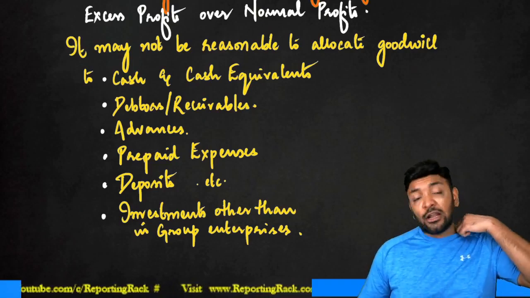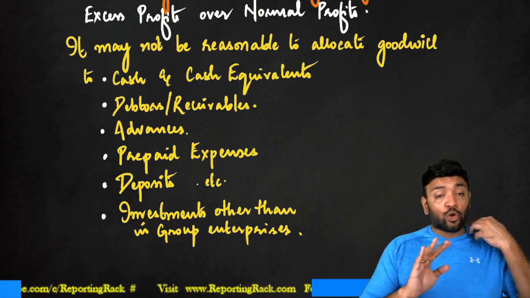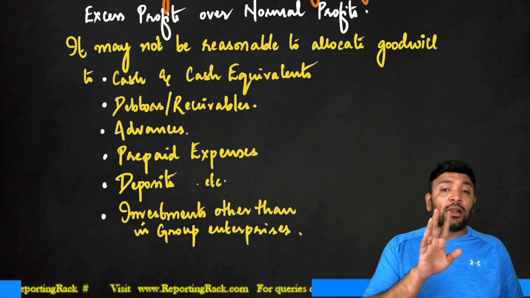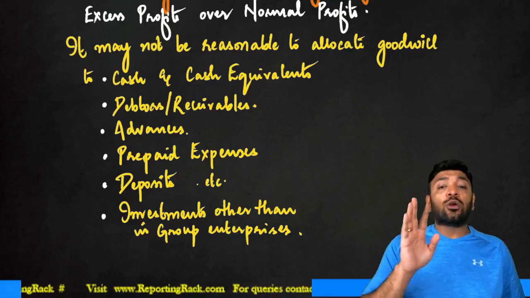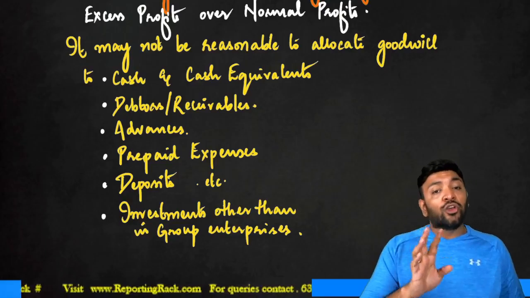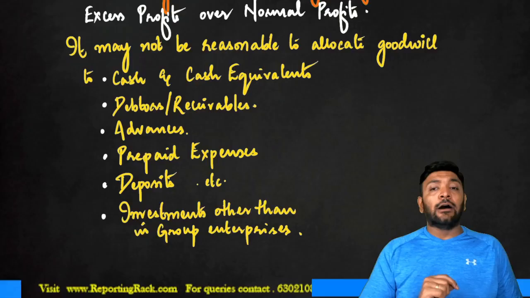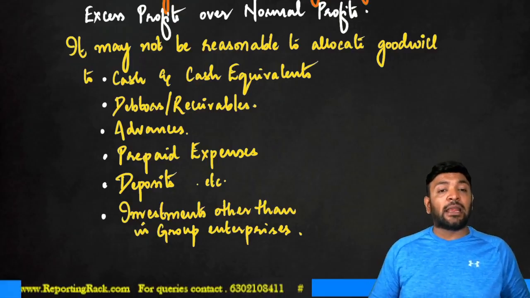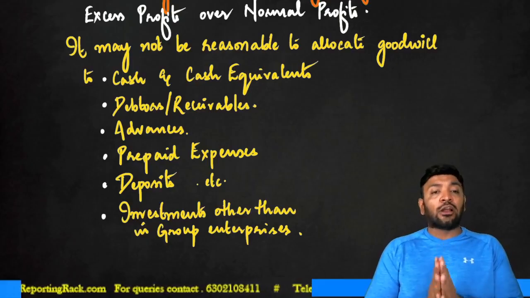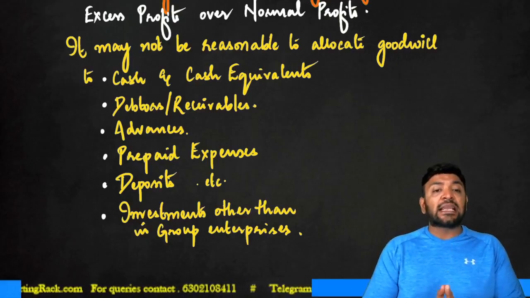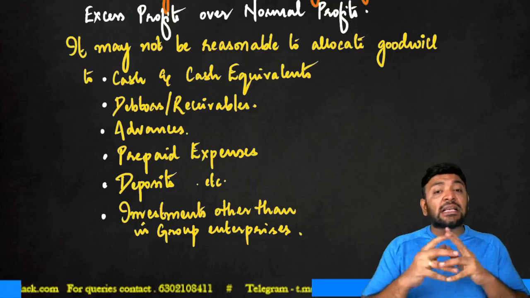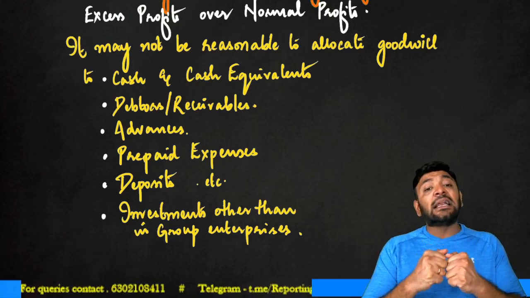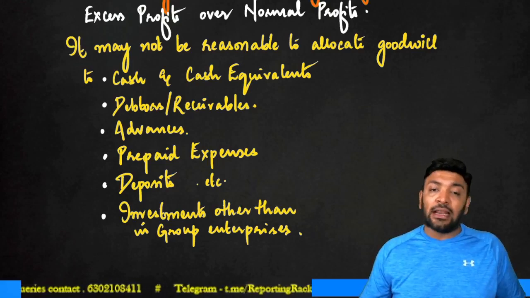You can allocate goodwill to investments in group enterprises like subsidiaries, joint ventures and associates. You can allocate goodwill to intangible assets. You can allocate goodwill to property, plant and equipment, or intangible assets or investment property. But it is not reasonable to allocate goodwill to assets under these categories because these categories are not generating any profits. These are resultant of operating activities of the enterprise.